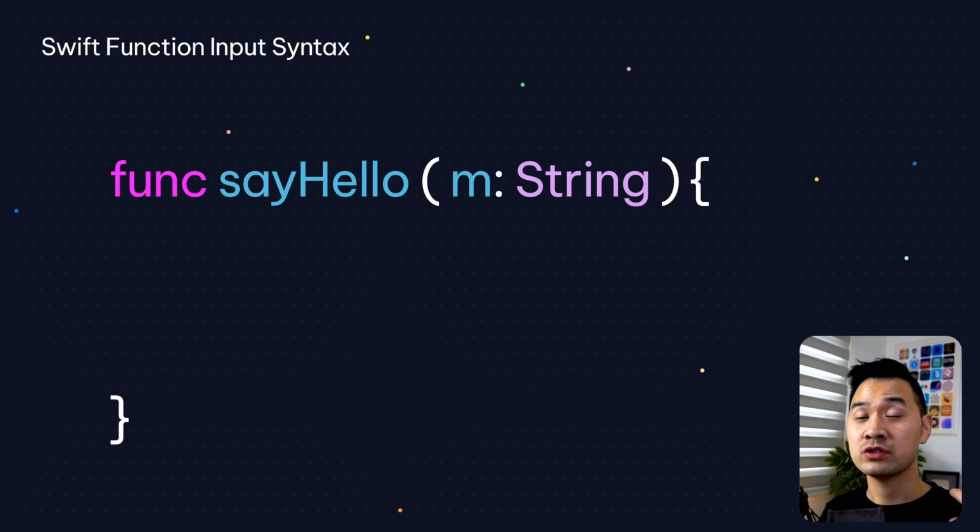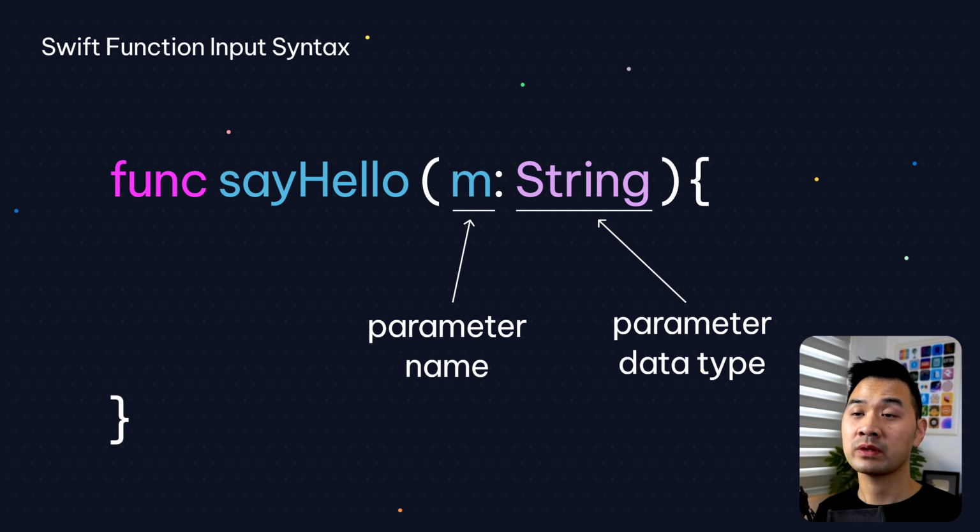And that is what the 2 rounded brackets is for, that comes after the function name. In between those 2 rounded brackets, you can put a series of what looks like variable declarations. If you take a look at this slide here, in between the 2 rounded brackets, I have m:string. Now what this is doing is declaring what's called a parameter for the function.